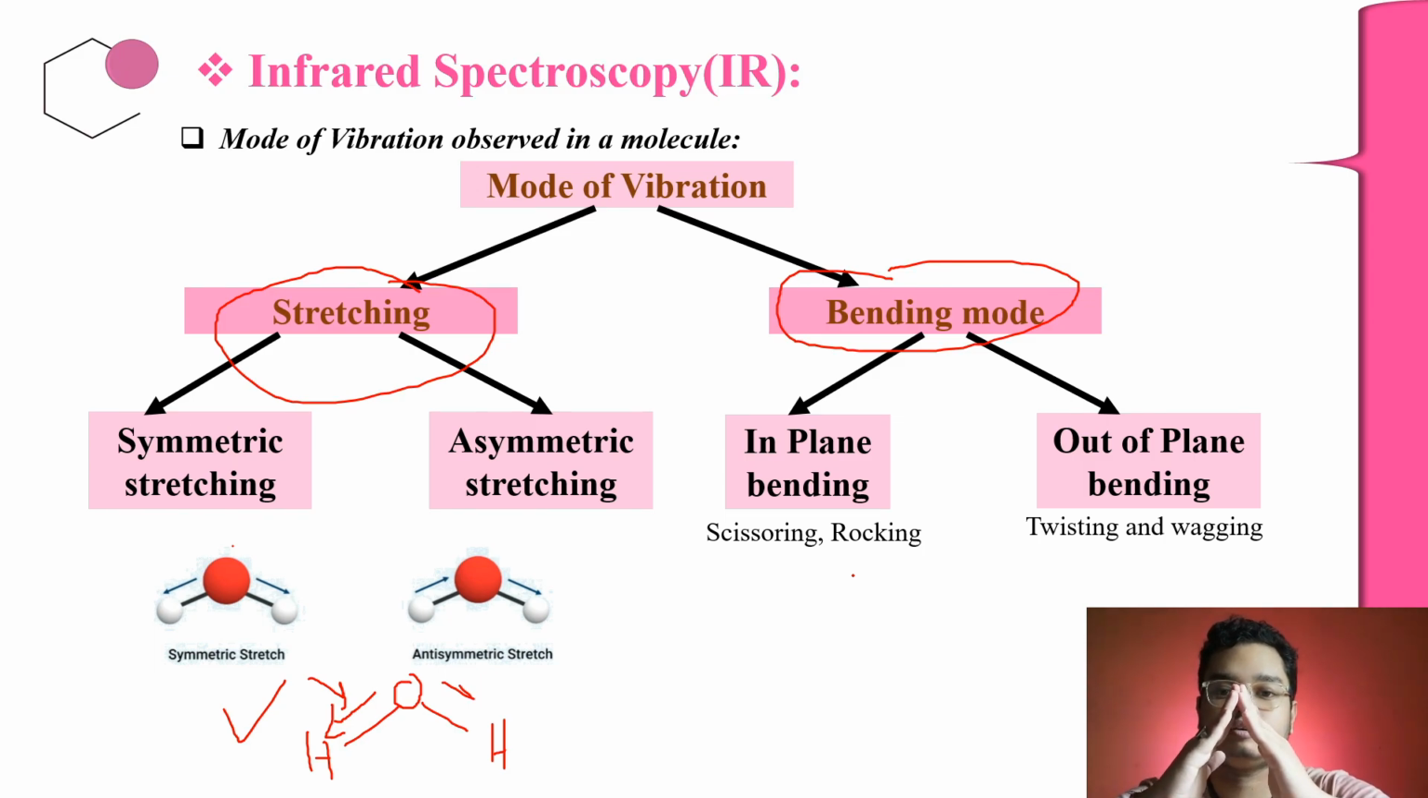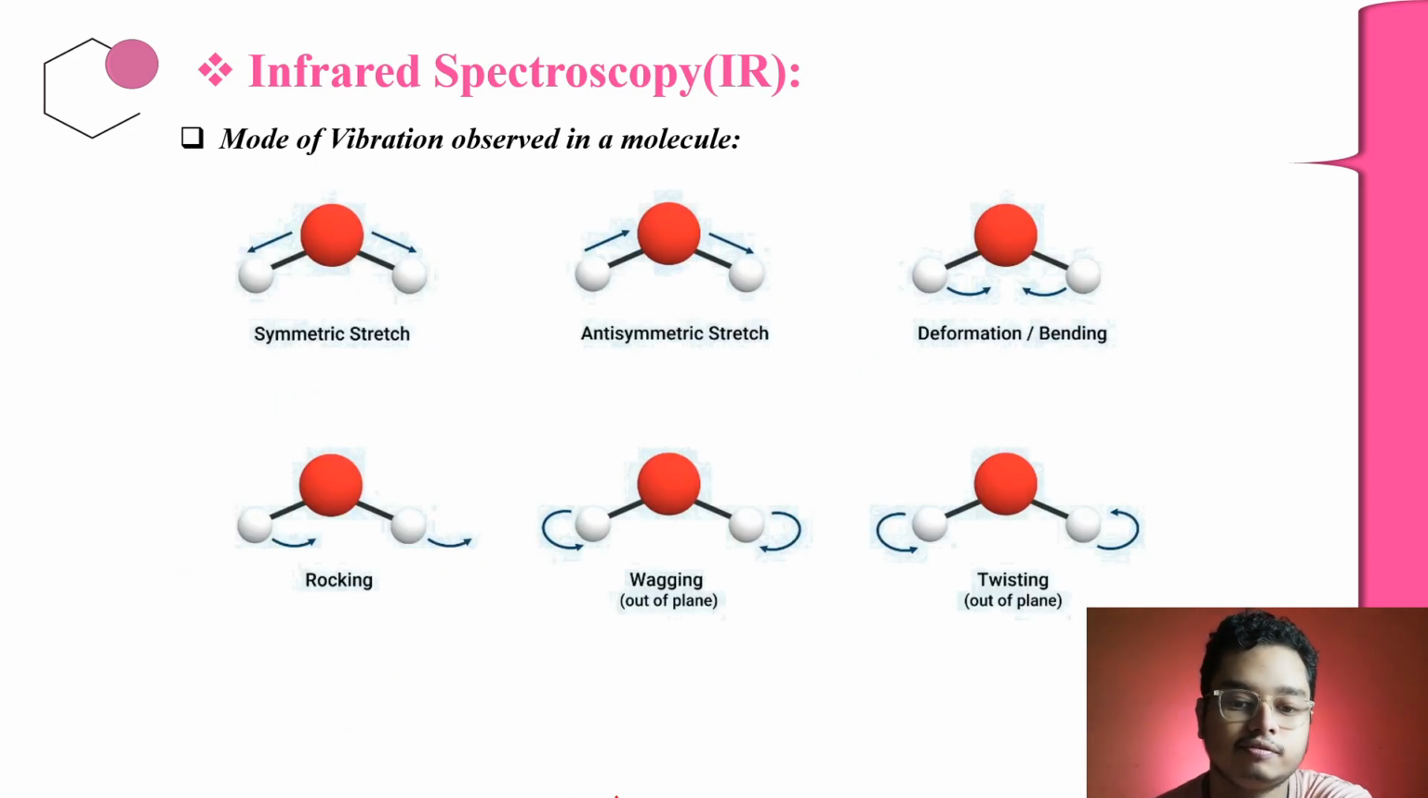If it is in plane, this part of the molecule goes above, toward the observer, and this part goes below, away from the observer. Similarly, with this type of rotation, this part goes near the observer and the other part goes away from the observer. This is called out-of-plane motion. We'll learn this with an animation, but first let us check the modes of vibration.